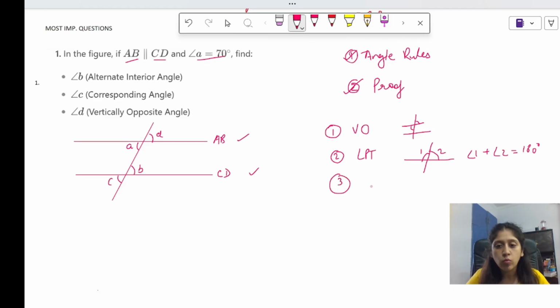Now the third concept we did was on parallel lines. We did all the parallel line concepts. What angles lie on parallel lines? So please revise the previous lecture.